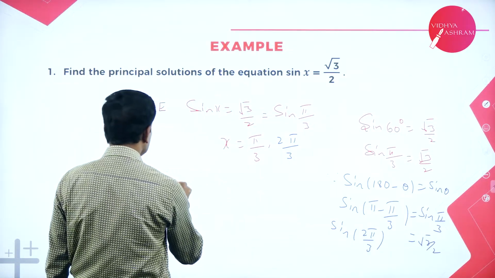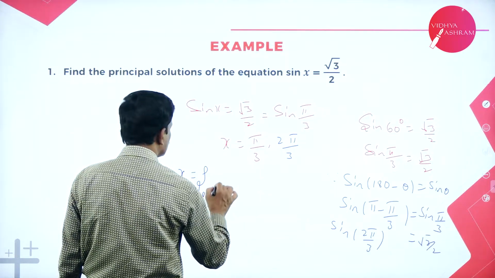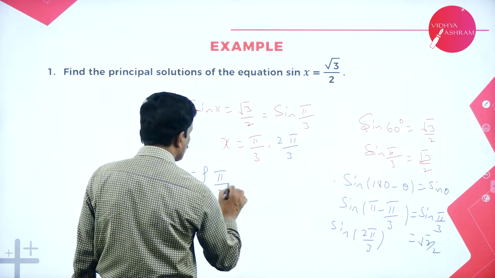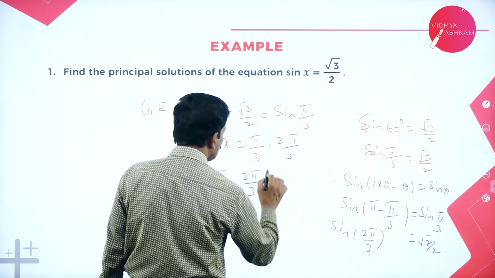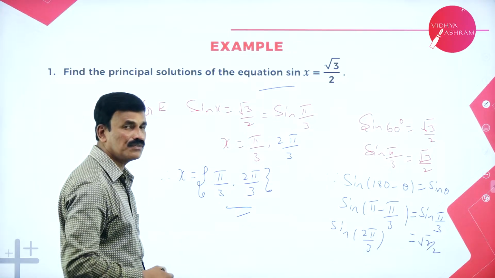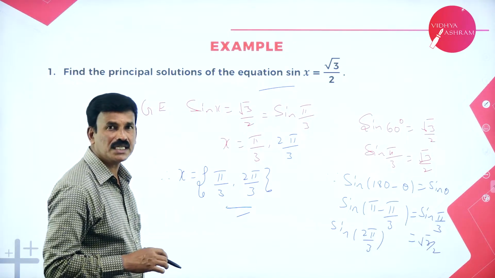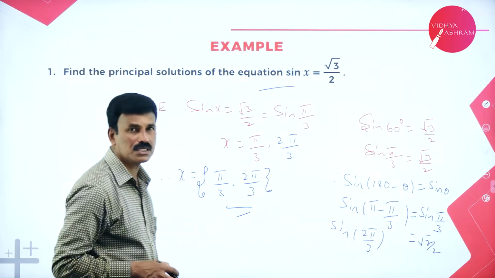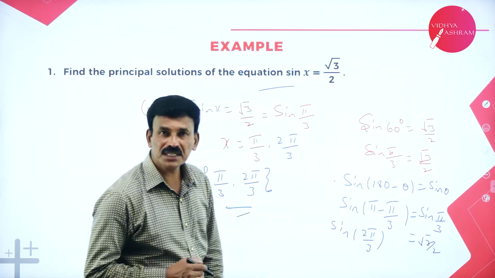So the values of x which satisfy the given equation, x is equal to pi by 3 and 2 pi by 3, are called the principal solution for the given trigonometric equation sin x is equal to root 3 by 2. That's it. Now let us come to the next problem.